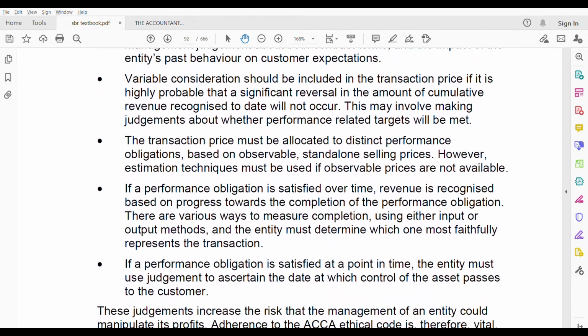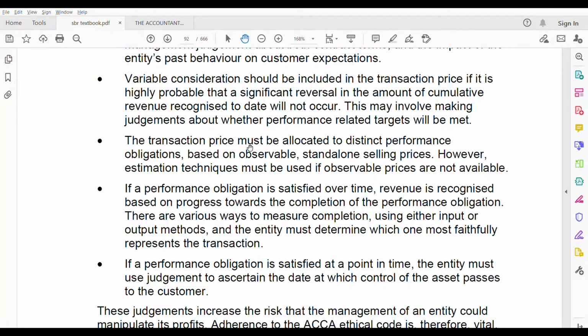Next, variable consideration. Variable consideration should be included in the transaction price if it is highly probable, here also you are using the word probable. Wherever the word probable is, judgment is used there. Significant reversal in the amount of cumulative revenue recognized to date will not occur. This may involve making judgments about whether performance-related targets will be met. Okay.